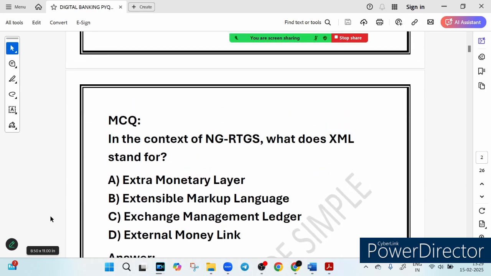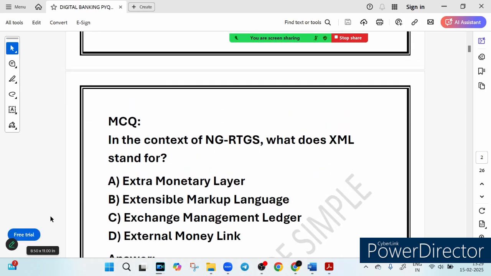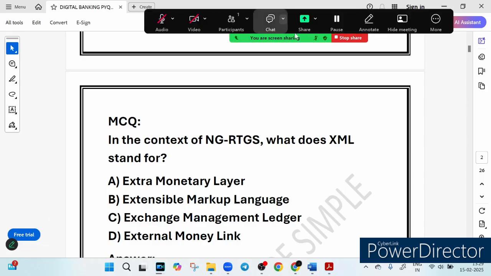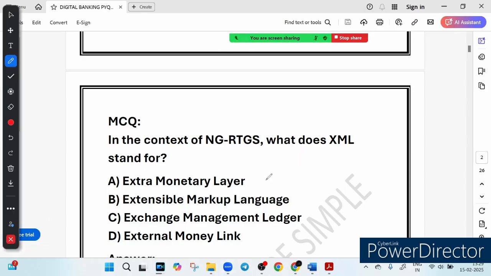In the context of NEFT and RTGS, what does XML stand for? So this is the question. We have 4 options and we will go through each option carefully. So option A says extra monetary layer. This is incorrect. XML has nothing to do with extra monetary layer because this extra monetary layer sounds fancy, but it does not exist in the world of NEFT and RTGS, right? So this option is incorrect.